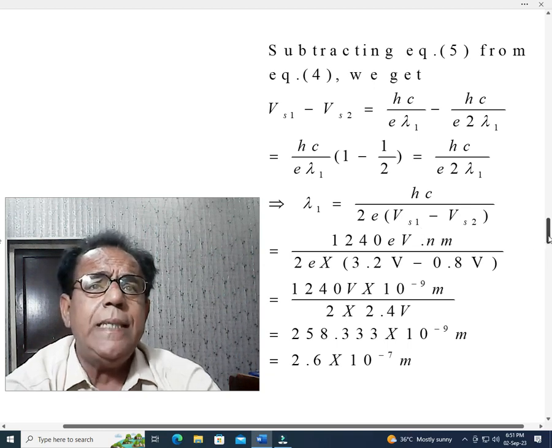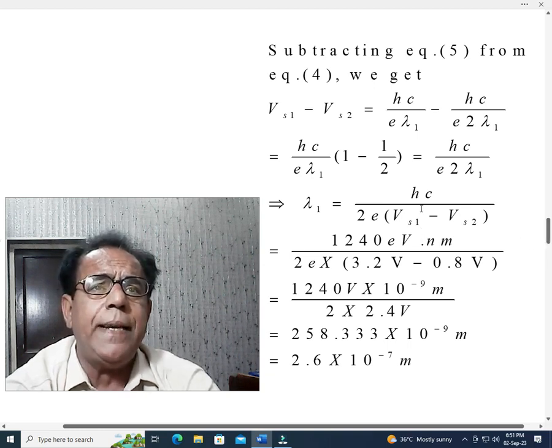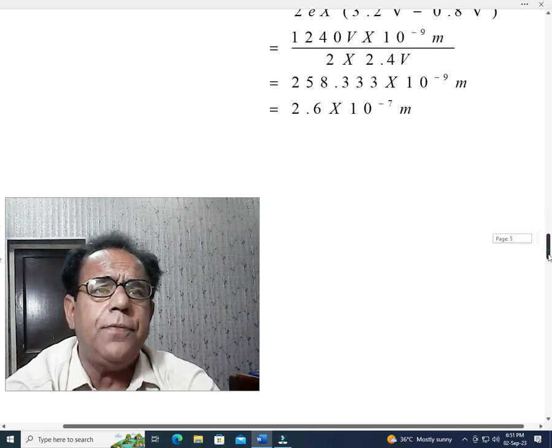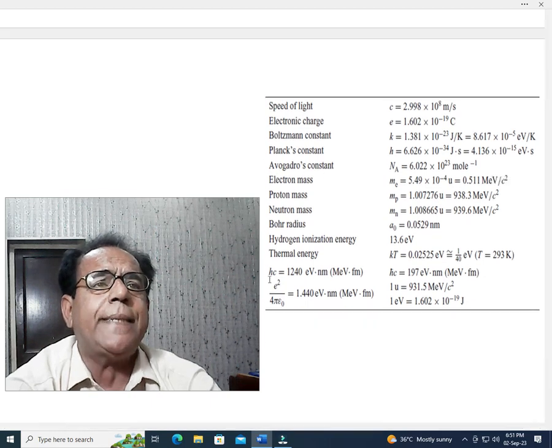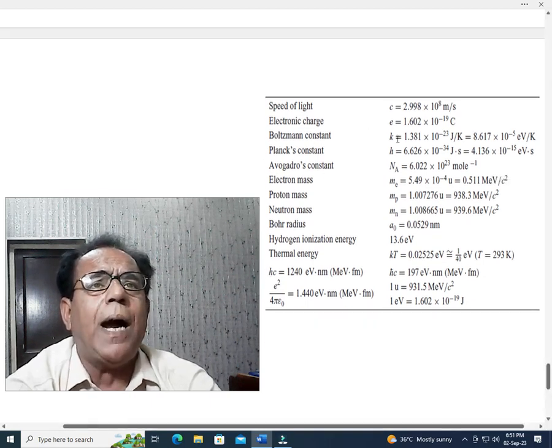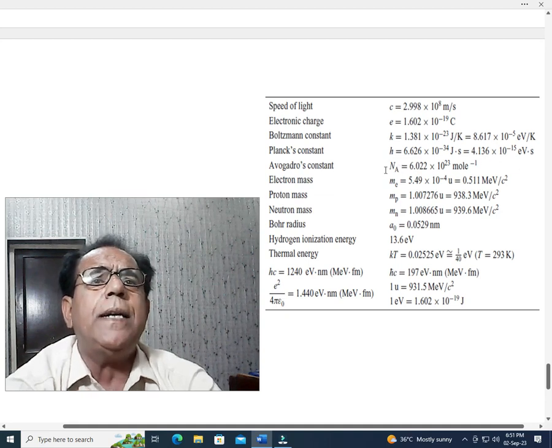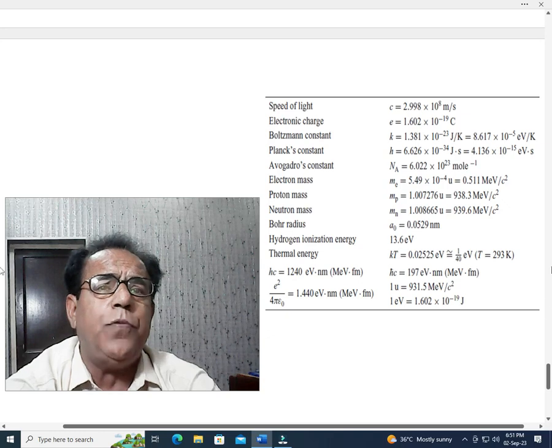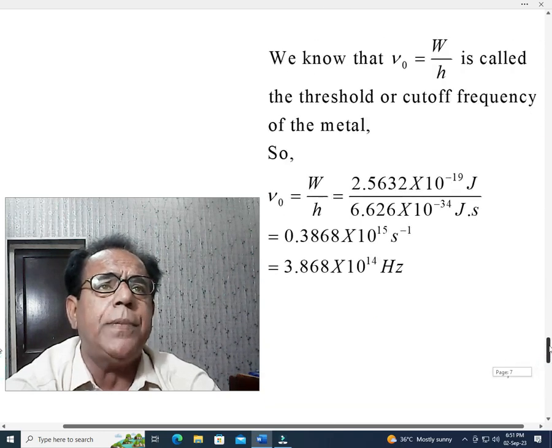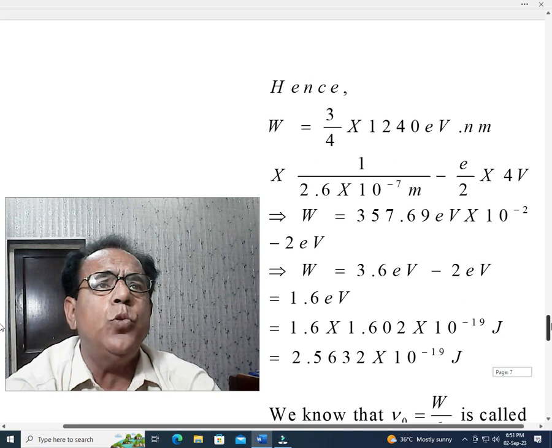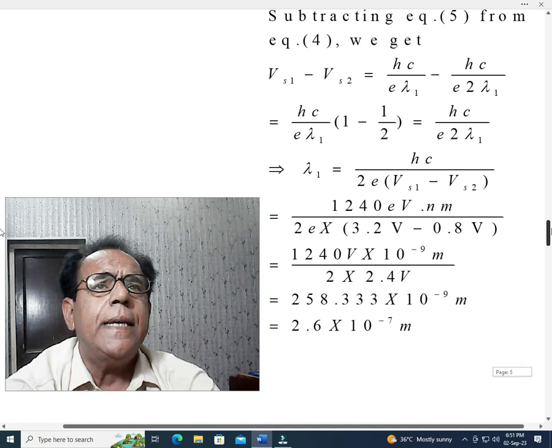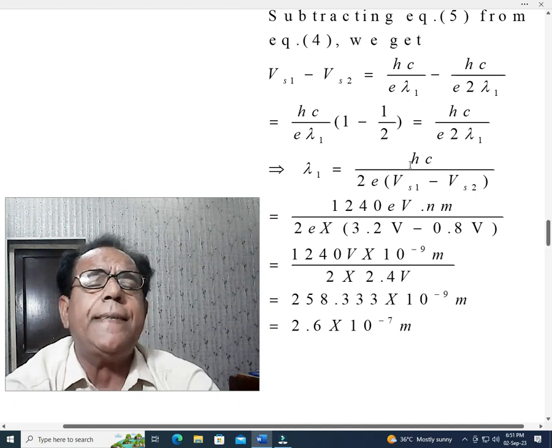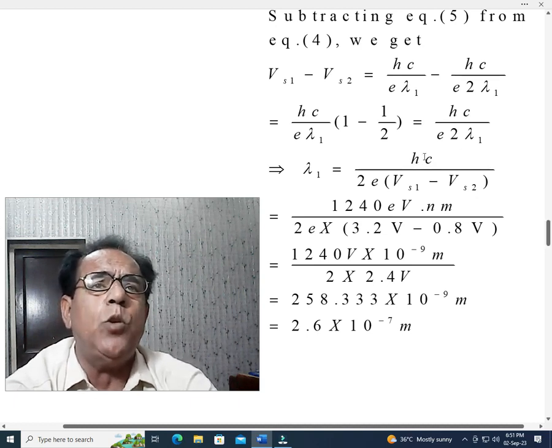However, let me see whether we have placed a table where the value of hc is given. We go to the end of this problem. Yes, hc. The value of Planck's constant h separately is also given in two different expressions, and the combined value of hc is also given. So from this table we will use the value of hc, and put it in place of hc here.